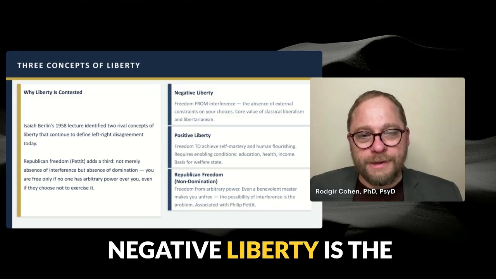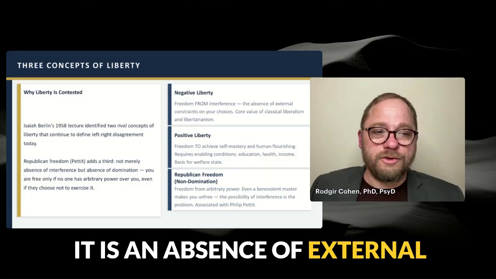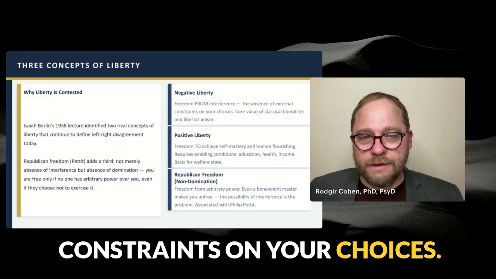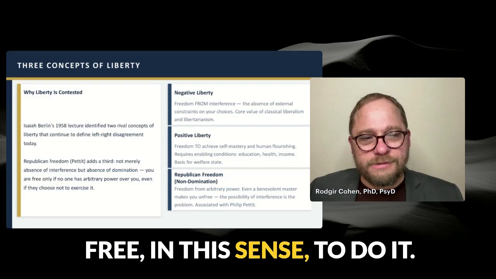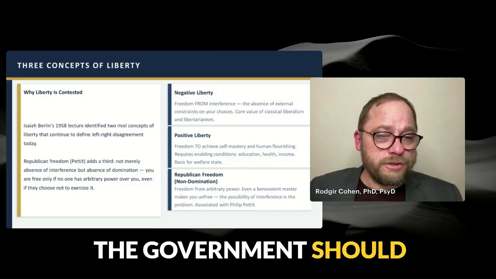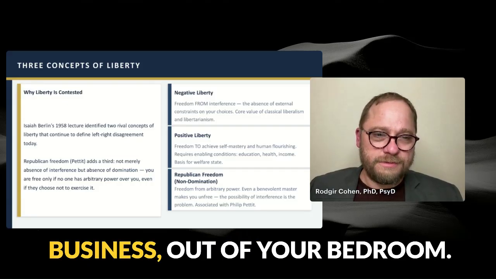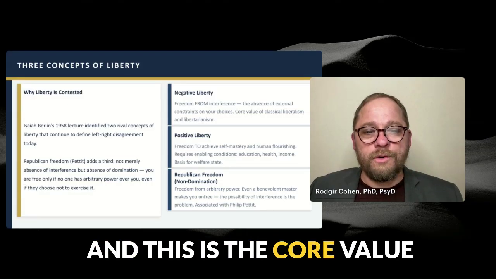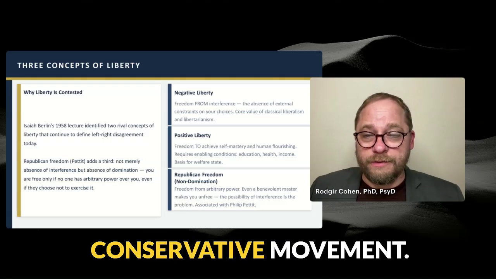Negative liberty is freedom from interference. It is an absence of external constraints on your choices. If no one is stopping you from doing something, you are free, in this sense, to do it. The government should stay out of your life, out of your business, out of your bedroom. And this is the core value of classical liberalism, libertarianism, and the traditional American conservative movement.